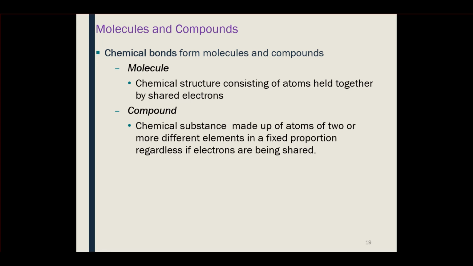A molecule is a chemical structure consisting of atoms held together by the sharing of electrons. These are usually strong bonds. Opposed to a compound, this is a chemical substance made up of atoms of two or more different elements in a fixed proportion, regardless of whether electrons are being shared. We're going to see there are some bonds that are formed where there is no sharing of electrons. Most people use these two words interchangeably. I wouldn't get too hung up on it.